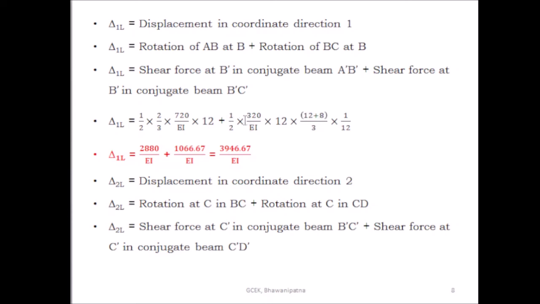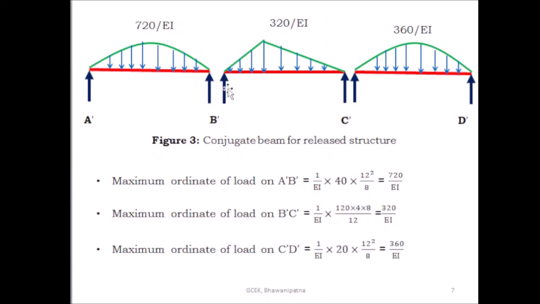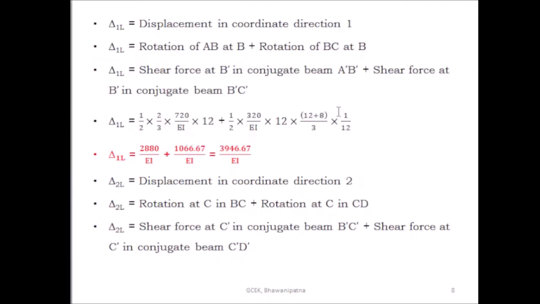So here half into 320 by EI into 12 into 12 plus 8 by 3 into 1 by 12. So, this is the reaction at B dash in span B dash C dash. So, what is the total reaction? This is the reaction from A dash B dash at B dash, and this is the reaction from B dash C dash at B dash. So, the total reaction is equal to 2880 by EI plus 1066.67 by EI.